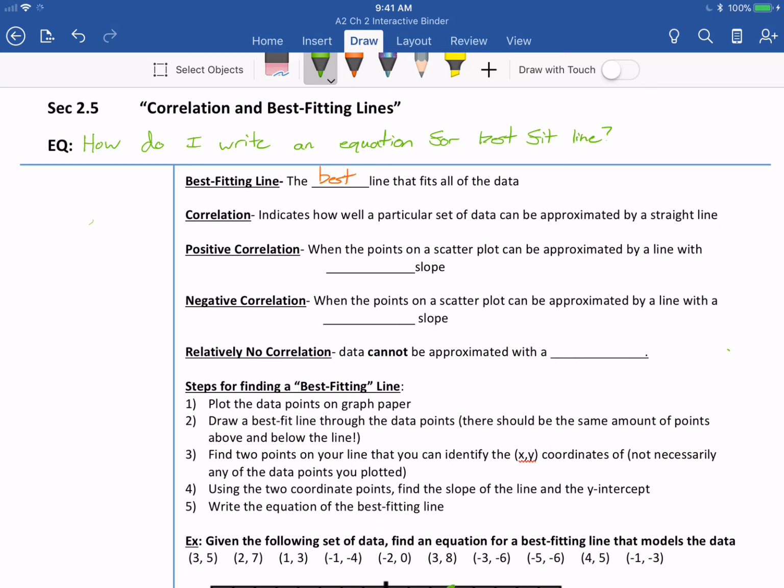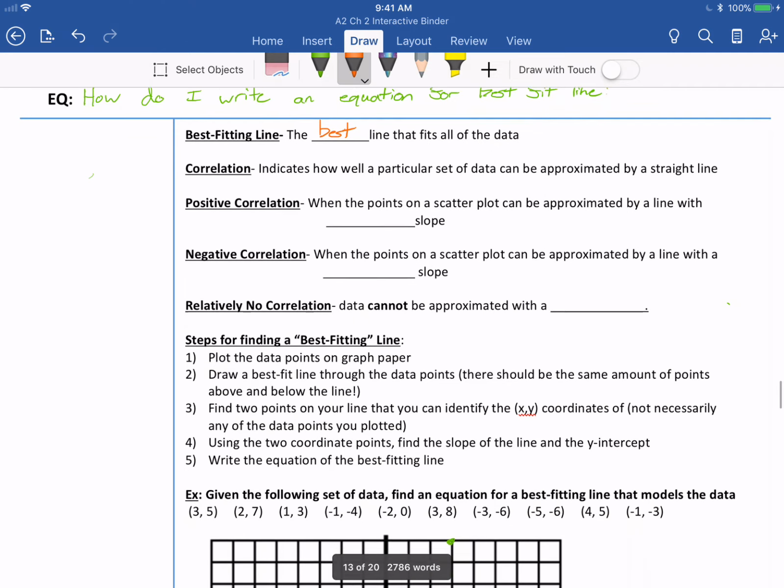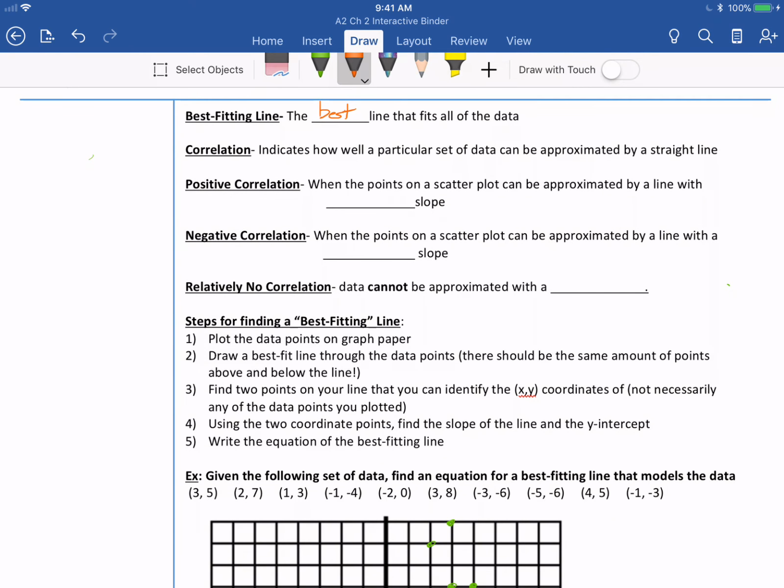All right, so here we're looking at how do I write an equation for a best fit line, is my essential question. The best fit line is the best line that fits all data. So it's got the same amount of points above and below. That's the thing for the best fitting line. A correlation, and you see a lot of this in statistics when you get into some upper level math classes, is how well a line can approximate a set of data.